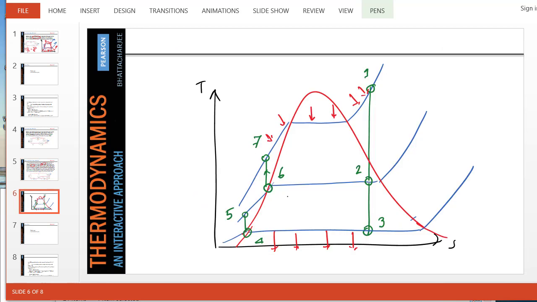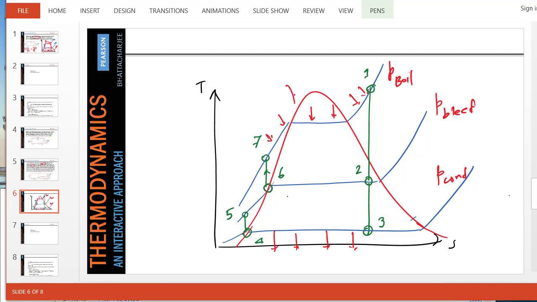If we draw the cycle on a TS diagram, this is the pressure of the boiler, this is the bleeding pressure, and this is the condenser pressure. Now notice that because of the bleeding from state 2, the steam bled from state 2 is mixed with liquid water at state 5 coming from the first pump to make the water heated to state 6, and that heating occurs internally. So after pumping the water to the boiler pressure, external heating takes place from 7 to 1.